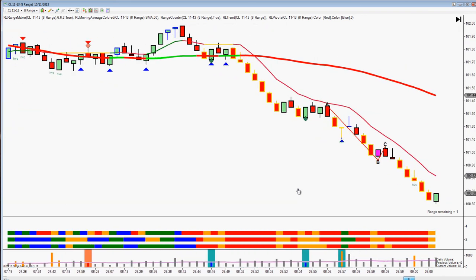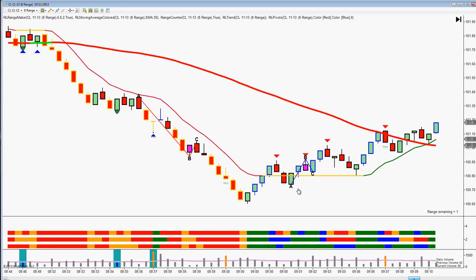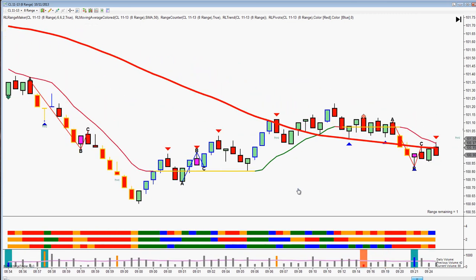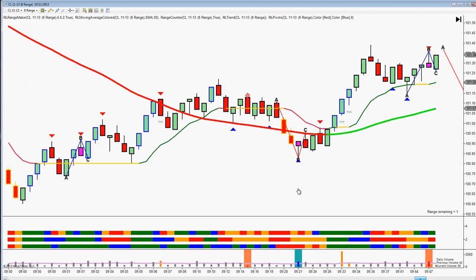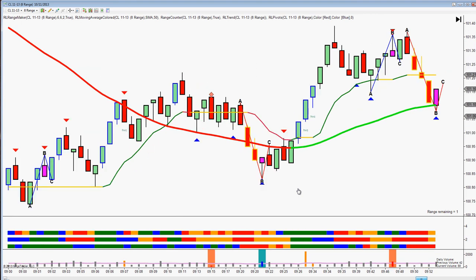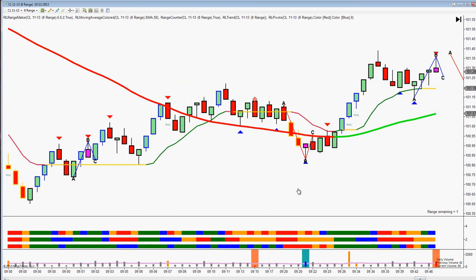Let's look for some more power entries that we're permitted to take via Right Line trading rules. Here's another one.